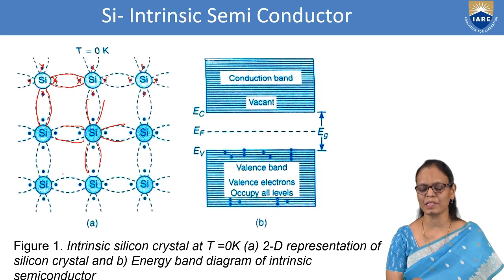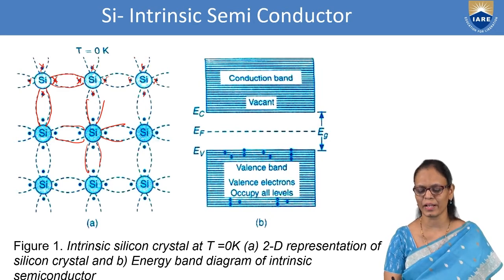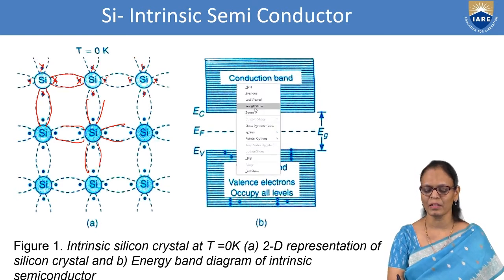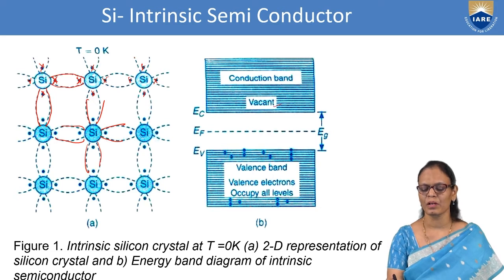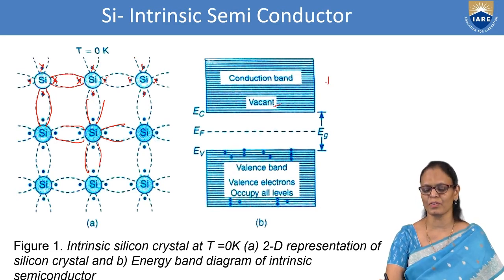So how do we represent it in the form of a band diagram? This is the band diagram here. The valence band is where the valence electrons occupy all levels. All the valence electrons are here. And the conduction band is vacant. Why is the conduction band vacant? There are no free electrons.